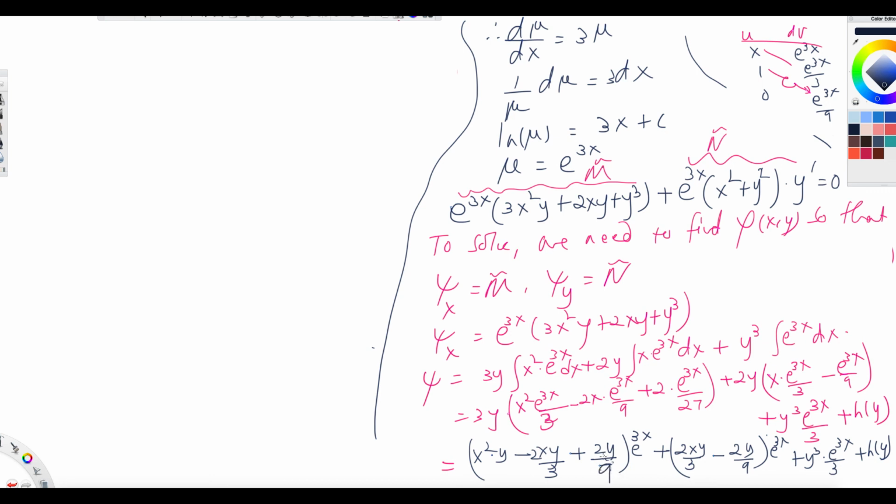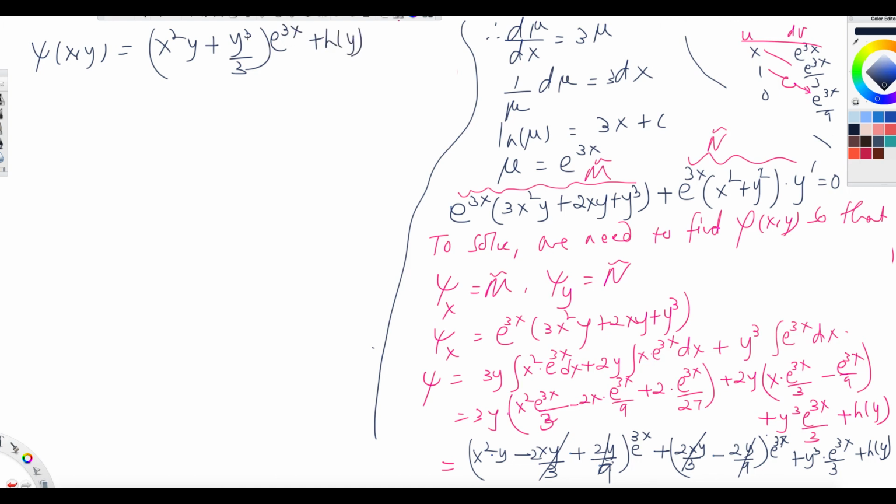Now, what we are going to do next is we want to just see all of these have e to the 3x common, right? You can take them common out. What will cancel is there is a positive 2xy over 3, there is a negative 2xy over 3, there is a negative 2y over 9, there is a positive 2y over 9. What is left is x squared y and then plus y cubed over 3 and then e to the 3x, right? And then plus h of y. That is, you get psi of x y equals x squared y plus y cubed over 3 times e to the 3x plus h of y.